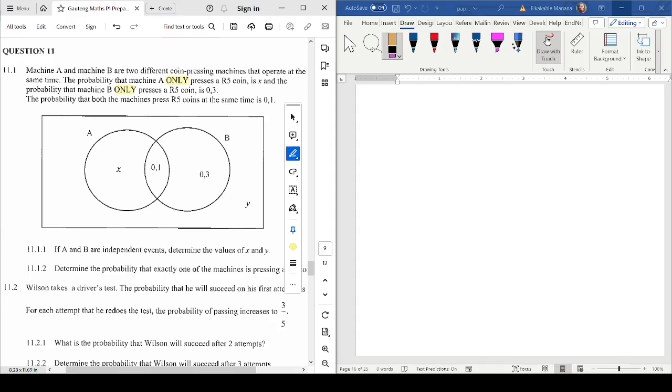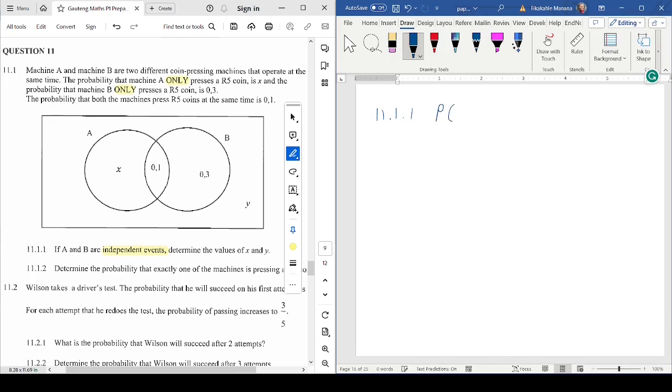Okay, let's go to the question. Now, if A and B are independent events, that's very important. We need to highlight that because it has implications. Determine the values of x and y. Now, what do independent events mean? That's a very important clue. First of all, we know that in independent events, the intersection is equal to the probability of A multiplied by the probability of B.